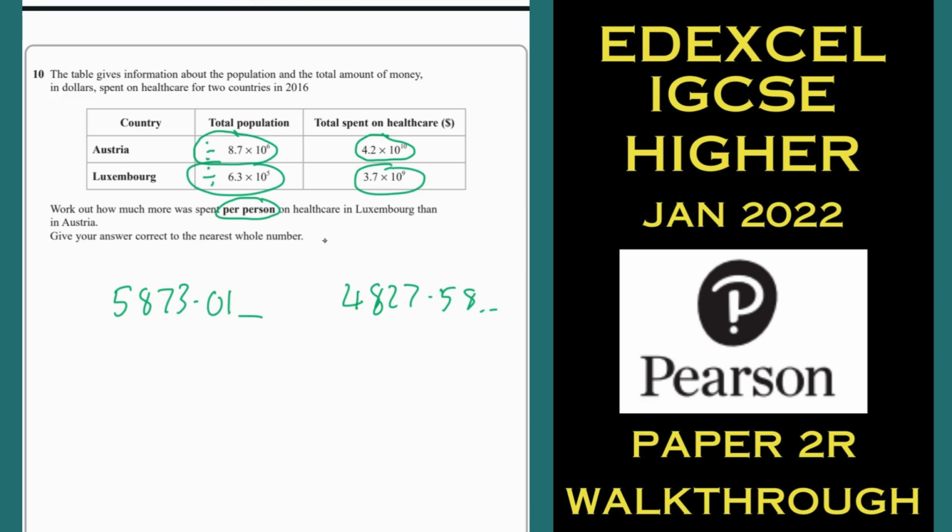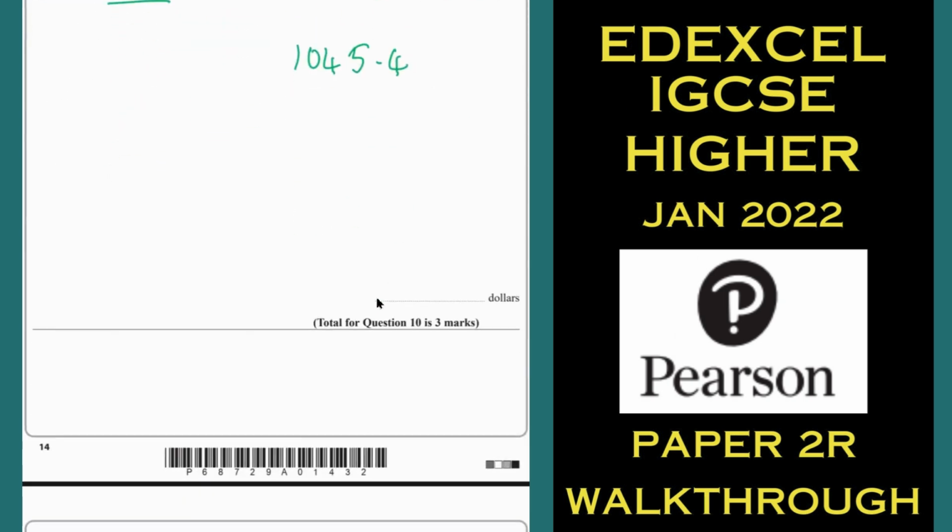And it says how much more. It's pretty obvious, the number on the left is the biggest. So you need to take them away. In fact, I've got them the wrong way around, haven't I? Do apologise, folks. The 5873 is actually Luxembourg. All right, and that is Austria. When you subtract them, you get 1045.4. We're told nearest whole number. Always do as you're told.